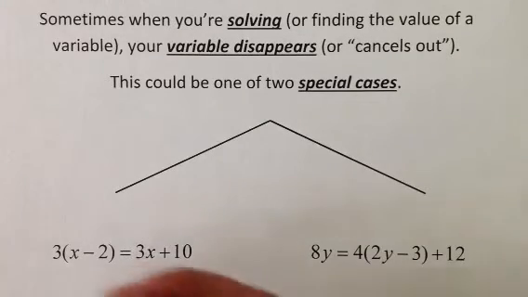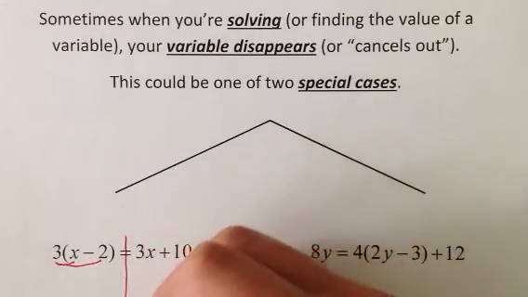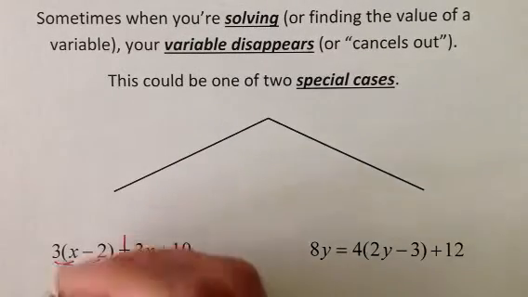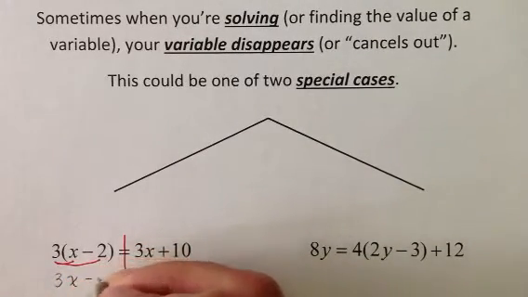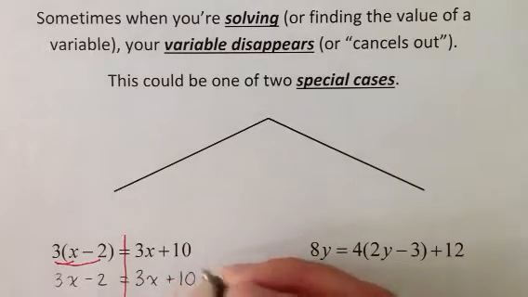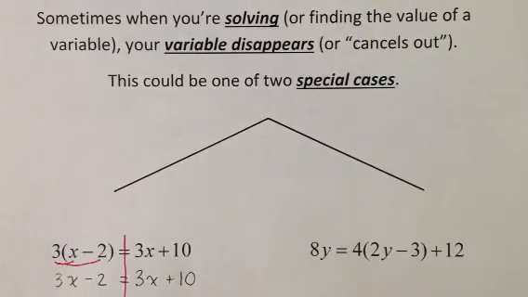I'm going to first distribute. I'm always looking at my left and right side. I start by simplifying, so I'm going to distribute my 3. I get 3x minus 2 equals 3x plus 10. Now when I go to move my variable, let's say I move this one to the left, I'm going to move it by subtracting it.